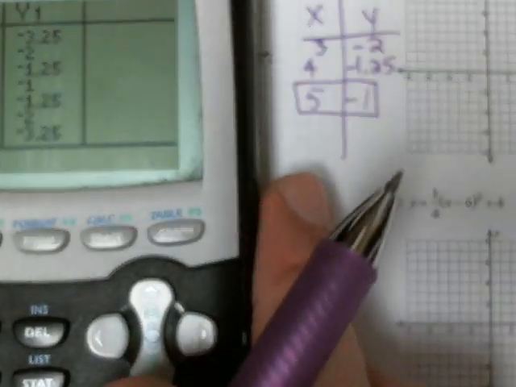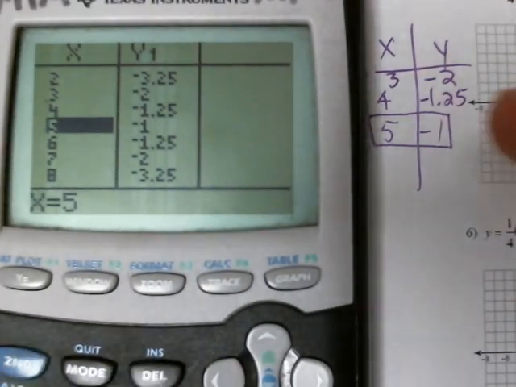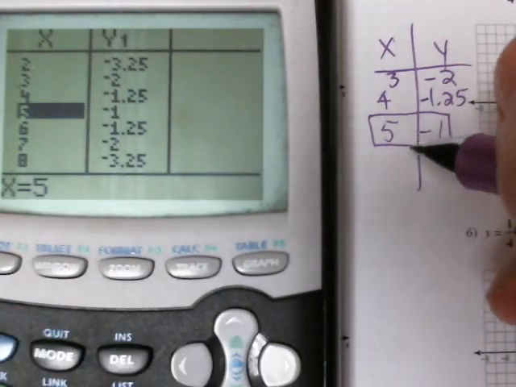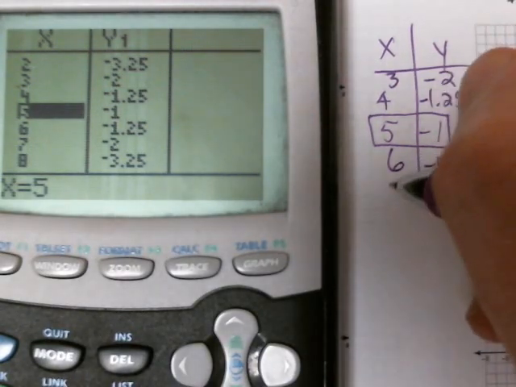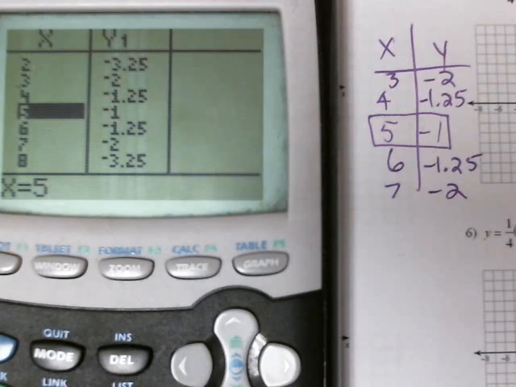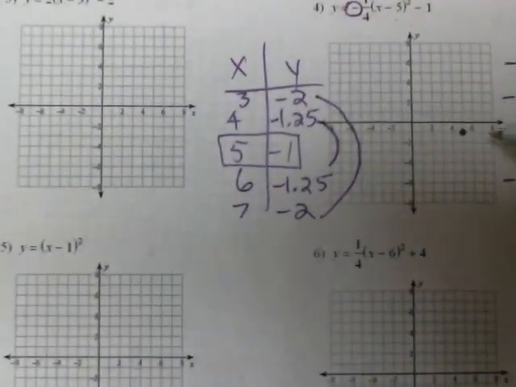Okay, and then grab the 2 points below it. So I'm going to have (6, -1.25) and (7, -2). Once again, notice the -2 and the -2 match, the -1.25 and the -1.25 match. That tells me I'm symmetrical. Okay, so let's go plot those points.